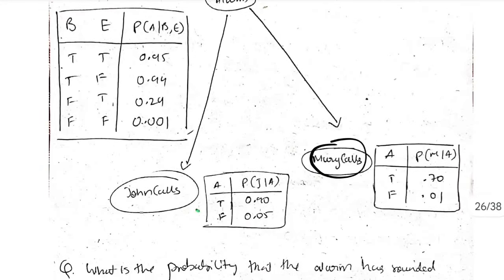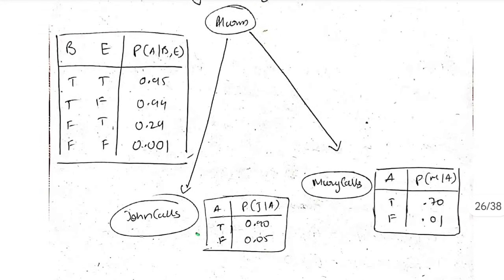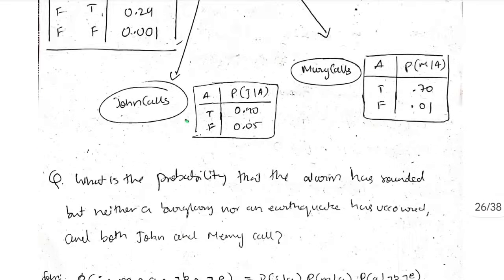Same goes for Mary calls and John calls. For Mary calls, whether the alarm sounded or not sounded, those are the two events. The probability that Mary will call if the alarm is sounded is 70%. If the alarm is not sounded, Mary calls 0.01% of the time. John calls 90% of the time if the alarm is sounded, and if the alarm is not sounded, John calls 5% of the time. So these probabilities are given to us. Let's see what the question is.